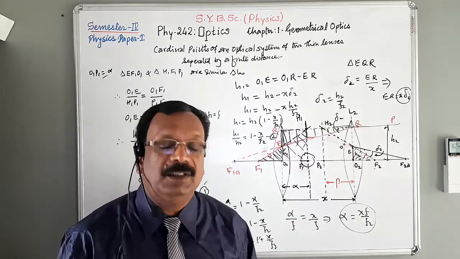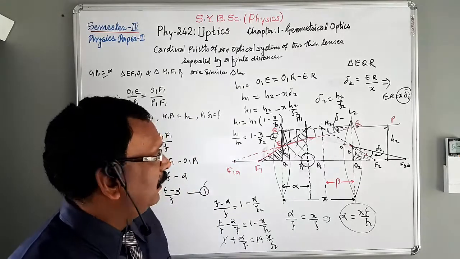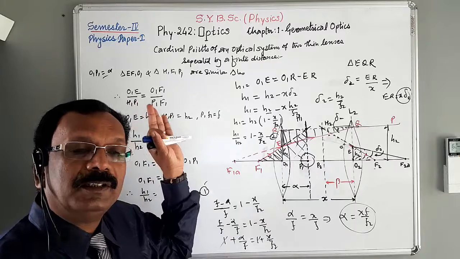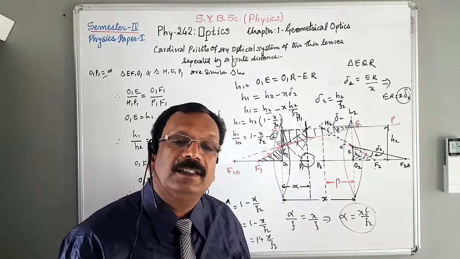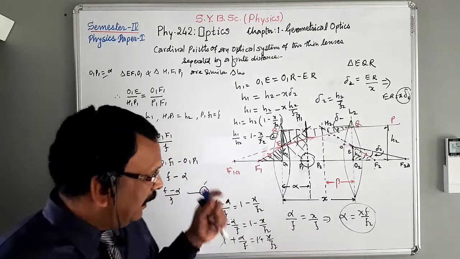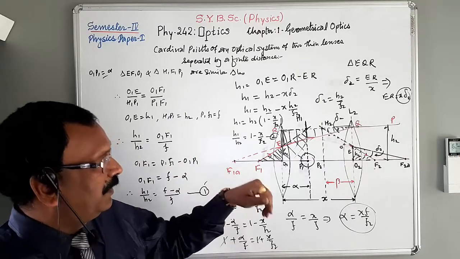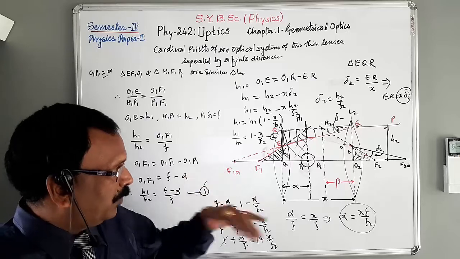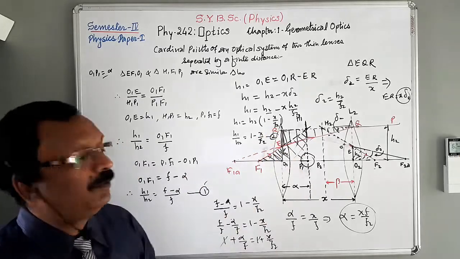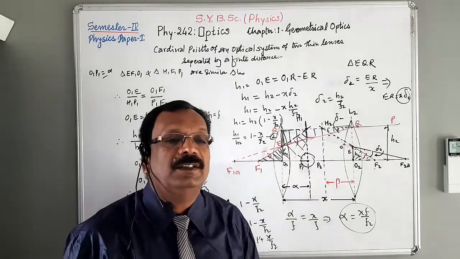In this way, we determine the position of the second principal point with respect to the second lens, and we determine the position of the first principal point with respect to the first lens.